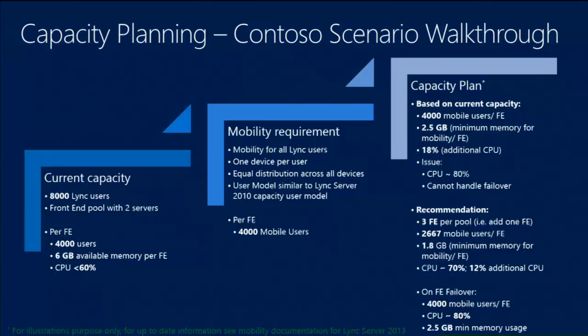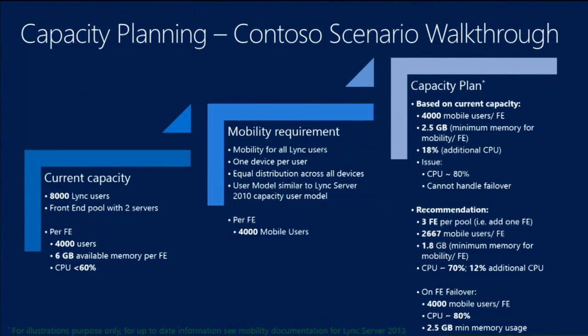This means that at this point my CPU is running at 80%. If one of my front ends goes down, I'm done. My additional front end can't handle this anymore. It's now running at 160%, and although that works in movies, it doesn't work in real life. So we need an additional front end. And you get 2,667 mobile users per front end, and now since our CPUs are running at 70%, we feel better about this failover scenario.